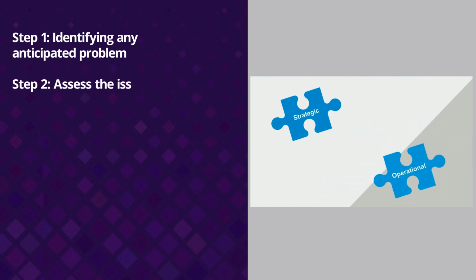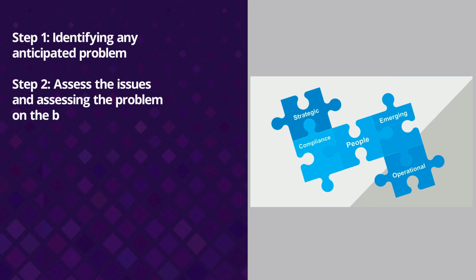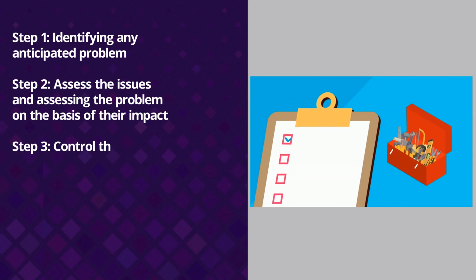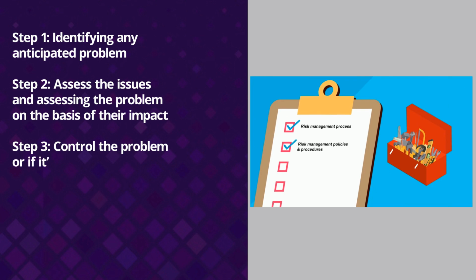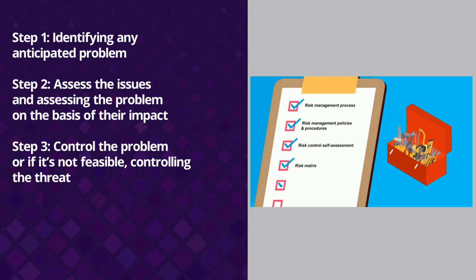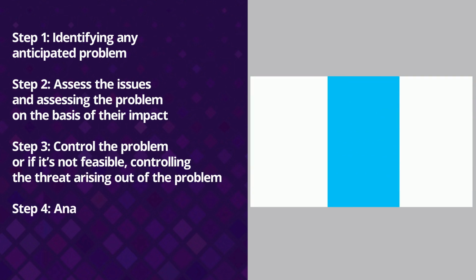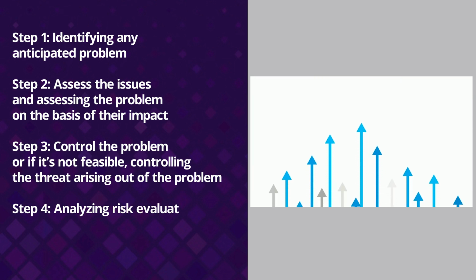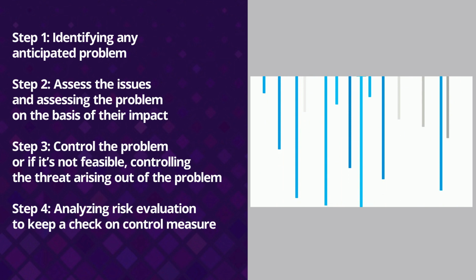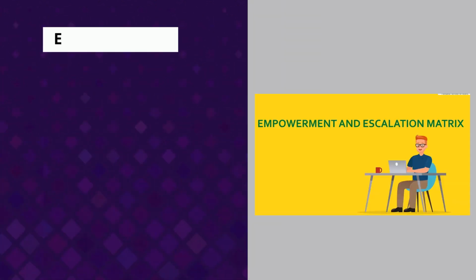Identifying any anticipated problem. Step 2. Assess the issue, assessing the problem on the basis of their impact. Step 3. Control the problem, or if it's not feasible, control the threat arising out of the problem. Step 4. Analyzing risk evaluation to keep a check on control measures and adding better control measures.